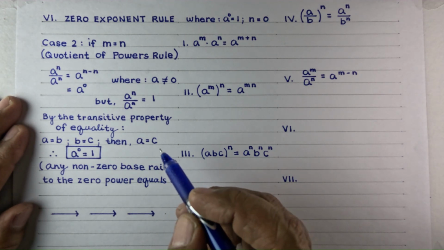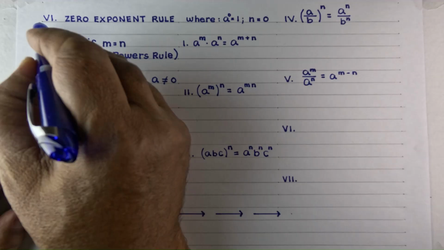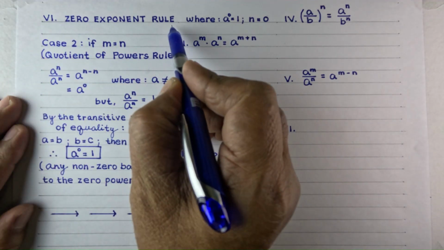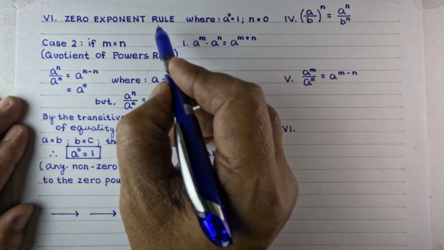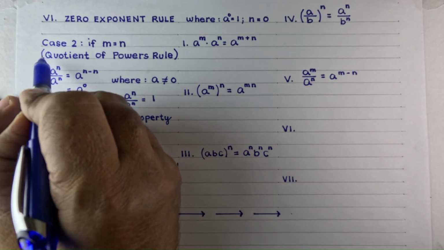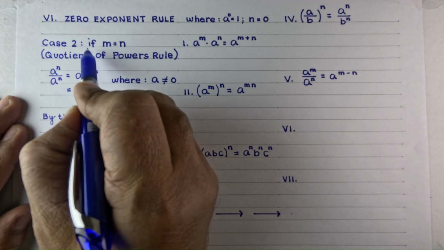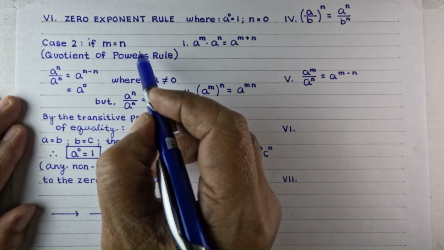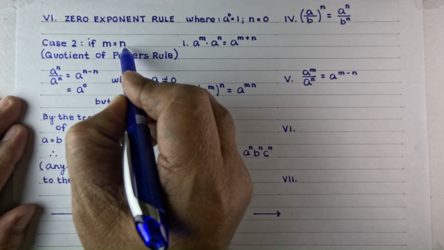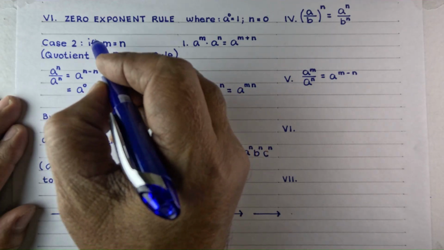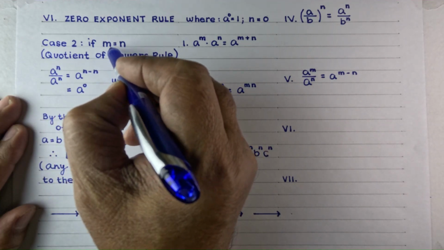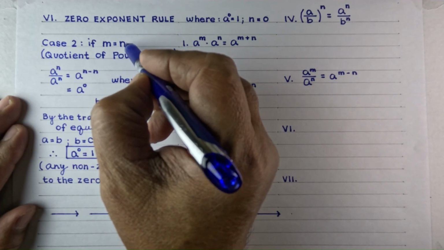The sixth law of exponents is also known as the zero exponent rule. Now we're going to discuss case 2 of the quotient of powers rule, that is if m equals n. Since m equals n, we're going to substitute the numerator exponent m by n.